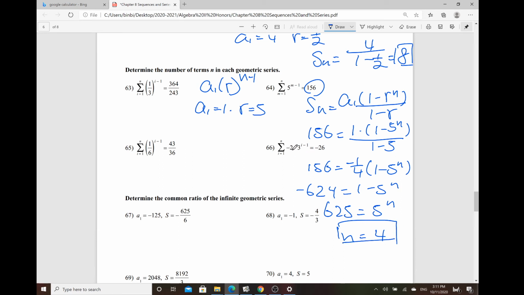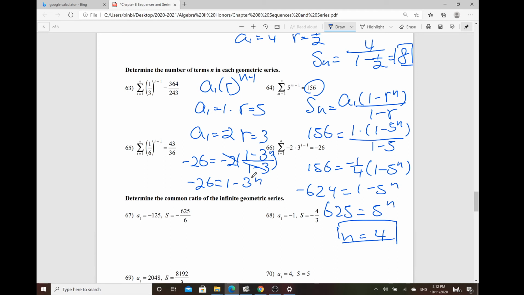And then here's another one. A sub 1 this time is negative 2, and the common ratio is 3. The sum is negative 26. So that equals negative 2 times 1 minus 3 to the power of n, all over 1 minus 3. So 1 minus 3 is negative 2, so negative 2 got canceled. So negative 26 equals 1 minus 3 to the power of n. So subtract 1 on both sides.